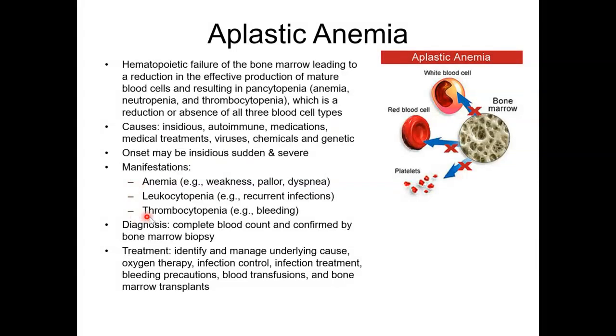Manifestations. So let's take a look at this. How do they manifest? We draw their blood count, and they have low red blood cells, low white blood cells, low platelets. So because of the anemia, they're weak, they're pale, they're dyspneic. Because of the leukocytopenia, they have recurrent infections. Because of the thrombocytopenia, they have a propensity to bleed.